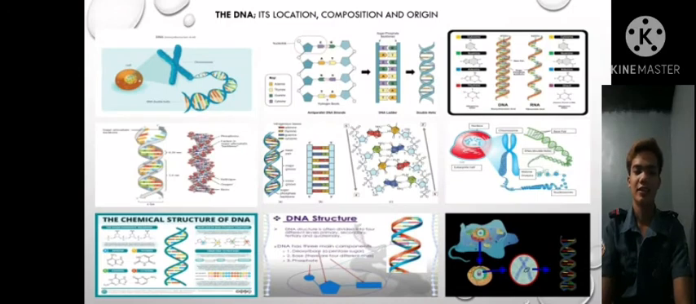What is DNA? DNA is a molecule composed of two polynucleotide chains that coil around each other to form a double helix carrying genetic instructions for the development, functioning, growth, and reproduction of all known organisms and many viruses.